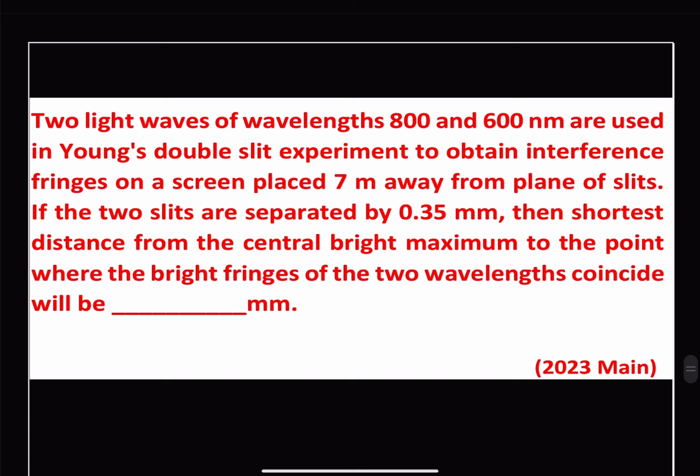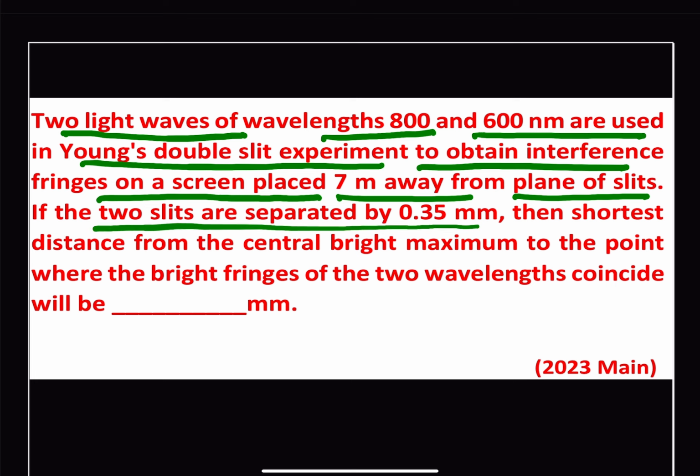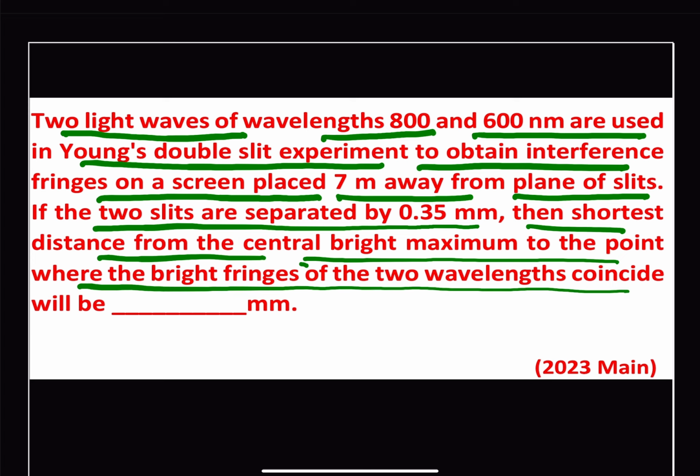Next question. It states that two light waves of wavelength 800 and 600 nanometer are used in Young's double slit experiment to obtain interference fringes on the screen placed 7 mm away from the plane of slits. If the two slits are separated by 0.35 mm, then the shortest distance from the central bright maxima to the point where bright fringes of two wavelengths coincide will be. So we have to find the bright fringes of both the wavelengths, and they should be coinciding, at the shortest distance.